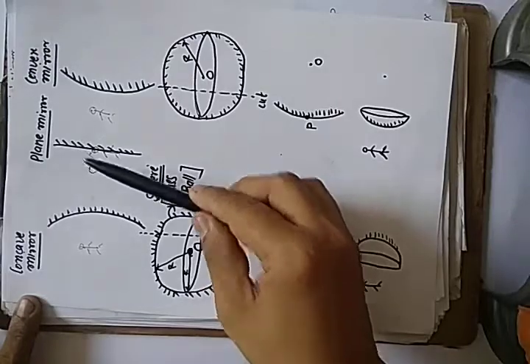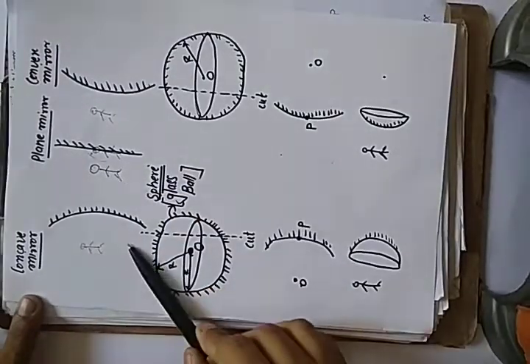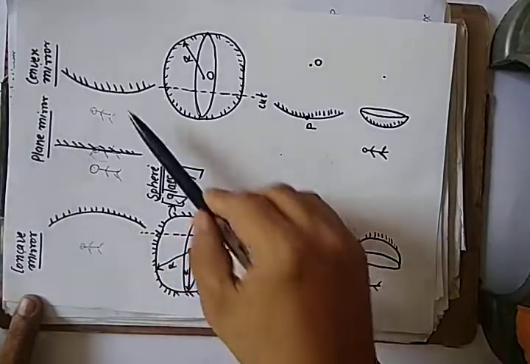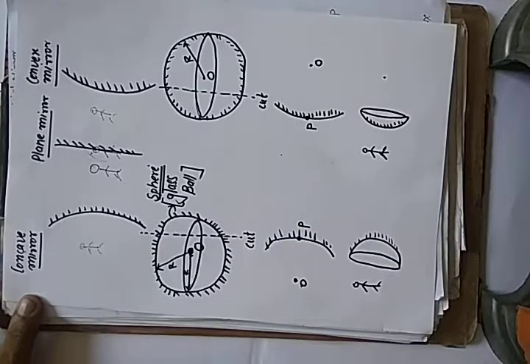So the reflecting surface, if I incident the light here, it will reflect back in the same medium. If I incident the light from this portion, it will reflect back. Similarly, if I incident the light from this portion, it will reflect back. So I hope you understood the topic.